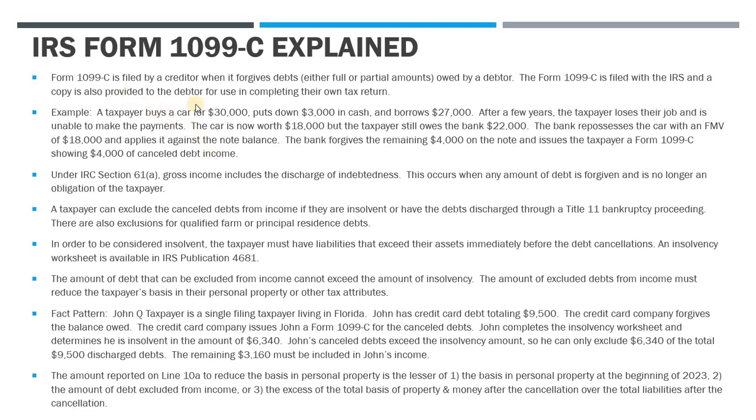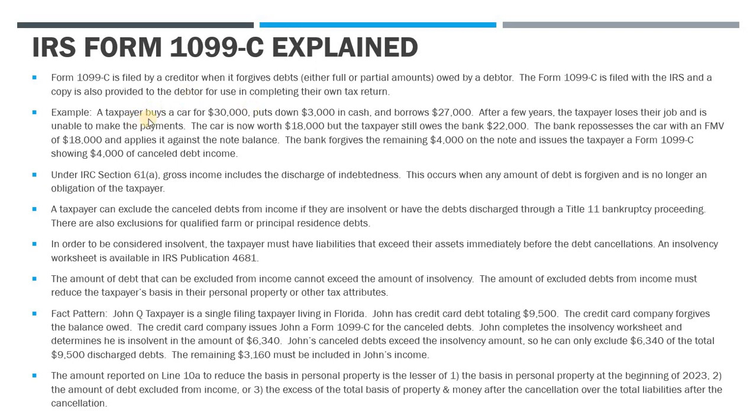So 1099-C, what is this form? When is it filed? It's filed by the creditor, right? So if you have a credit card company or an auto loan company or a bank, if they forgive a debt, right, so cancel a debt, either full cancellation or a partial one, the amount of debt that's forgiven or canceled is reported on this 1099-C. It goes to the IRS and you get a copy.